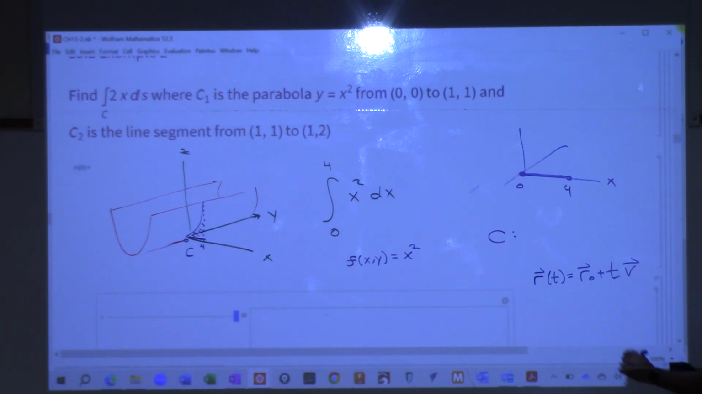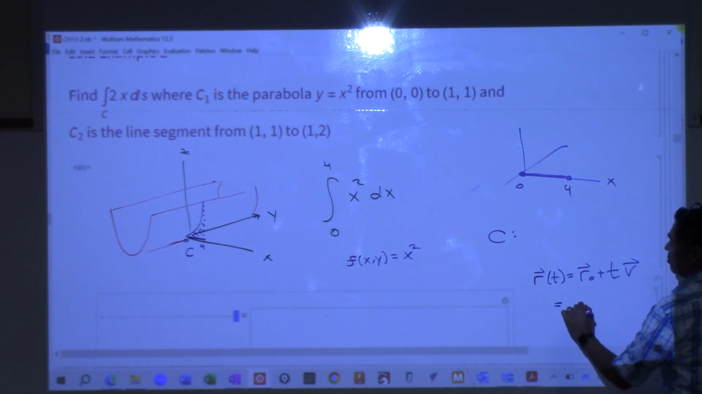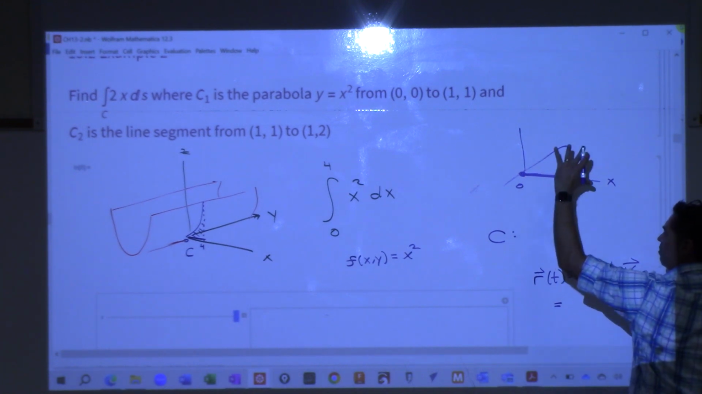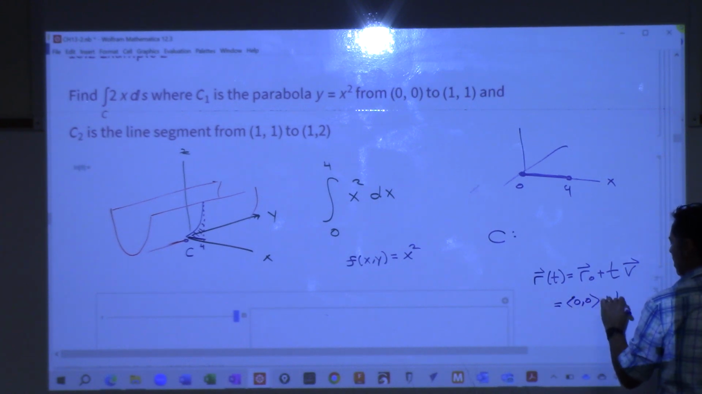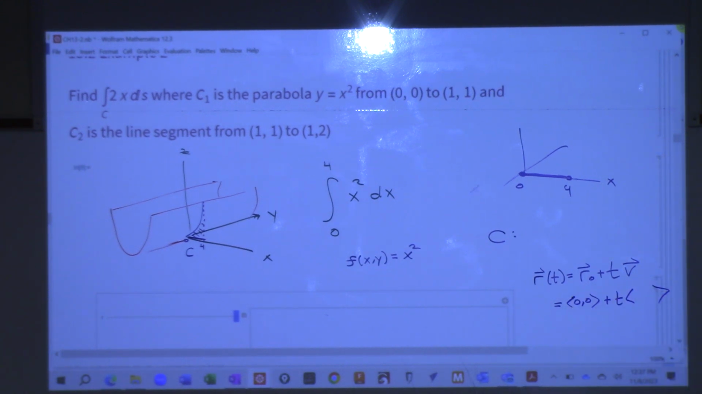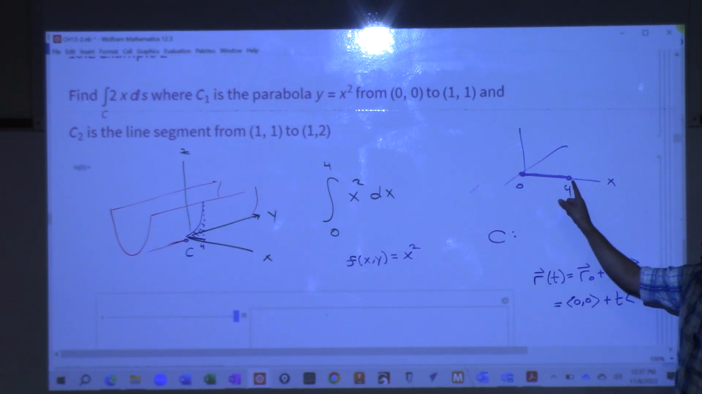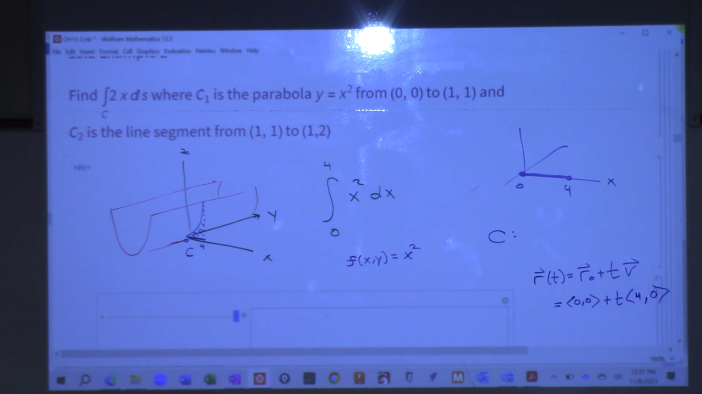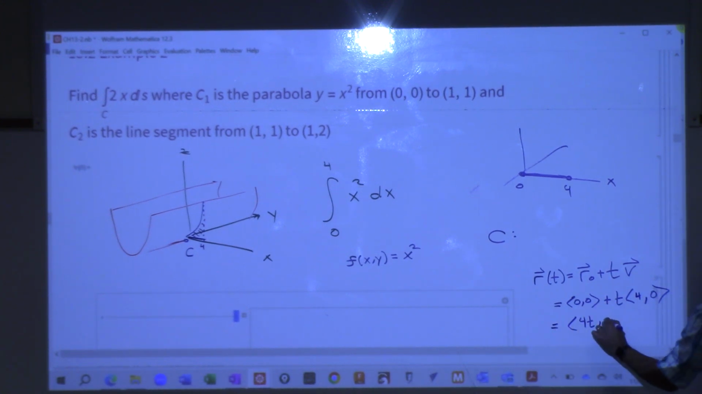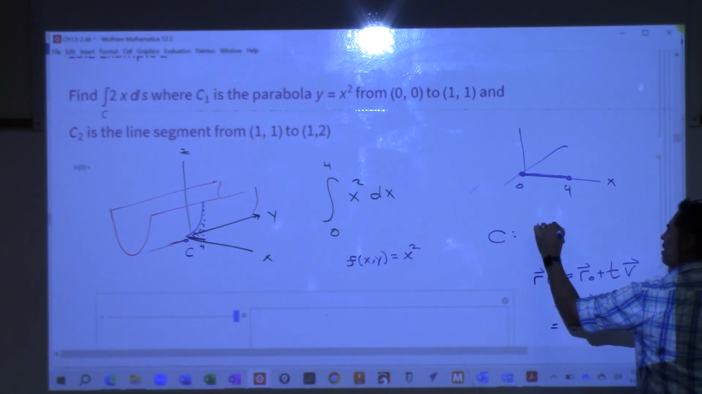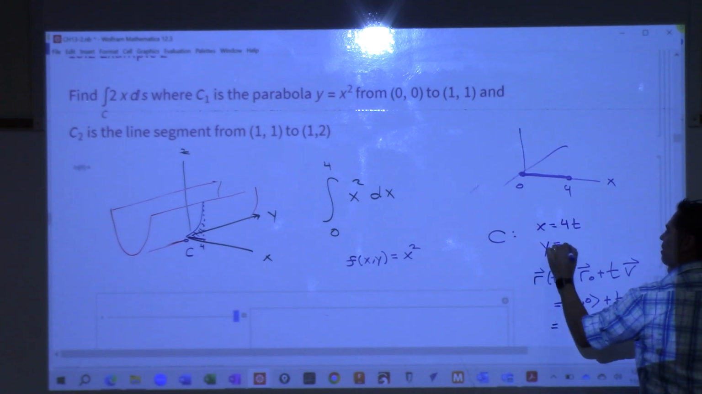Okay, can you give me an R naught off that thing? R naught has to be two-dimensional. Because this is 0, 0? Okay, 0, 0. Plus t times, can you give me the direction vector? That's the vector that goes from here to here. 4, 0. And then put these together and you just get the vector 4t, what? 0. And now this is your parametric. Your x is 4t and your y is 0.